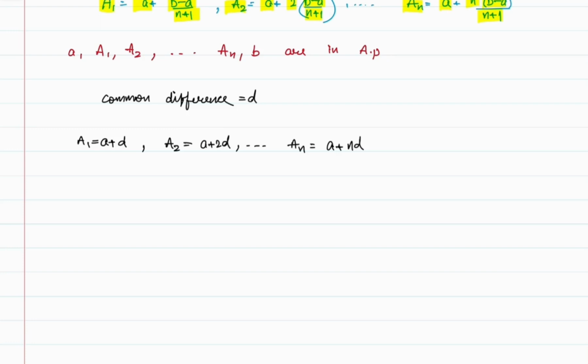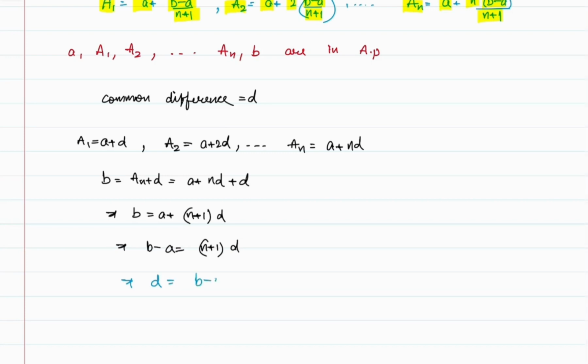Now the next term, which is b, will be the last term, so that should be equal to an plus d, which will be equal to a plus n into d plus d. So we'll have b equal to a plus (n plus 1) into d. Now when you take a to the other hand side, we'll have b minus a equal to (n plus 1) into d. Now when you divide by n plus 1 on both sides, we'll get that the common difference will be equal to (b minus a) by (n plus 1).